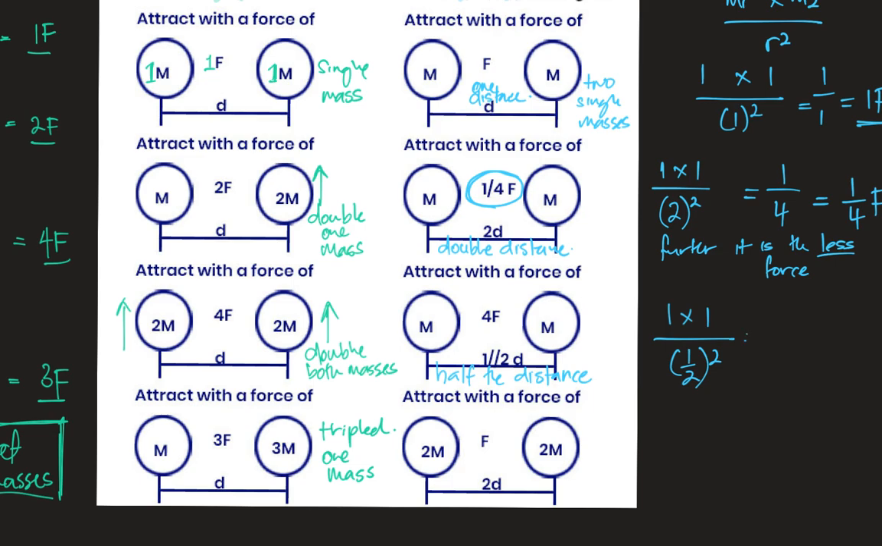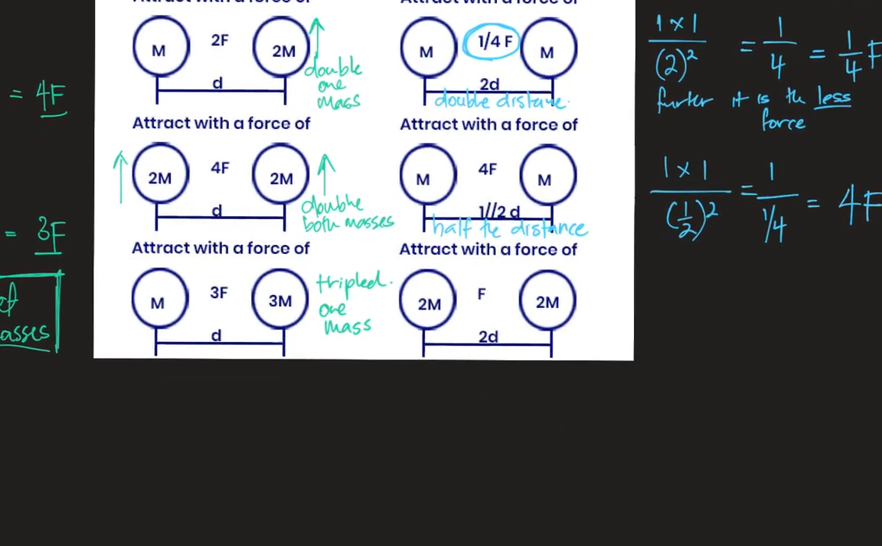Now that gives me 1 over 4. So we want to take 1 and divide it by a quarter, and you're going to get 4 times the force. So all I'm doing is putting all of this information into my calculator. My calculator is sorting it out for me. Right, then I have a different one here. Have a look at this last one.